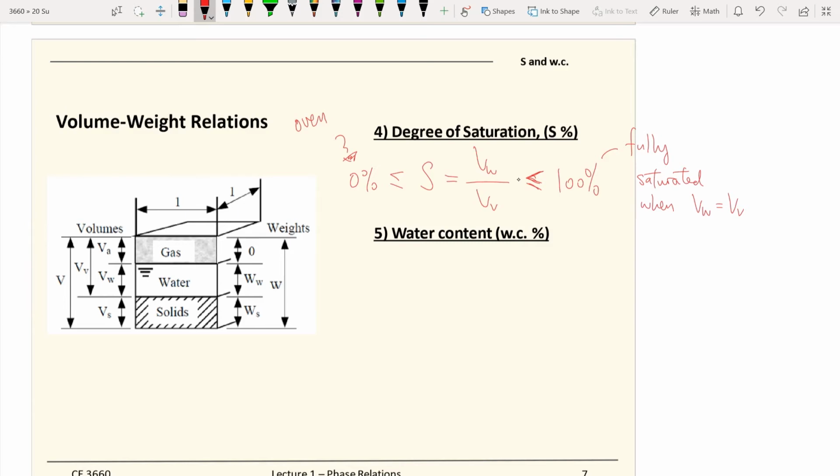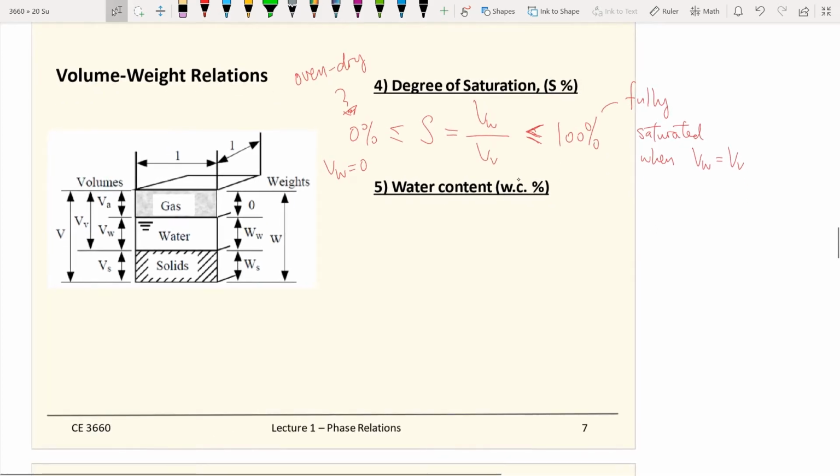But if you collect the soil sample, you bring it to the lab and you put your soil sample in the oven, you keep it at a temperature of 100 degrees Celsius for 24 hours. Now, your soil sample is oven dry, which means all your water is gone. So the volume of water is equal to zero. Then you have 0% saturation.